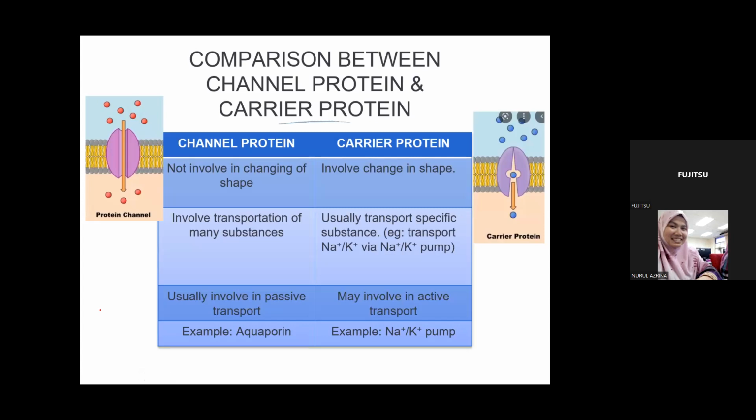So before we go on, Madam provide for you comparison between channel protein and also carrier protein. Okay, so ingat balik channel protein yang macam mana satu? Channel protein yang ini. It's like a tunnel. Okay, and carrier protein yang mana satu? Carrier protein yang bentuk dia boleh berubah-ubah tu. Ingat tak? Okay, apa beza channel protein dengan carrier protein?